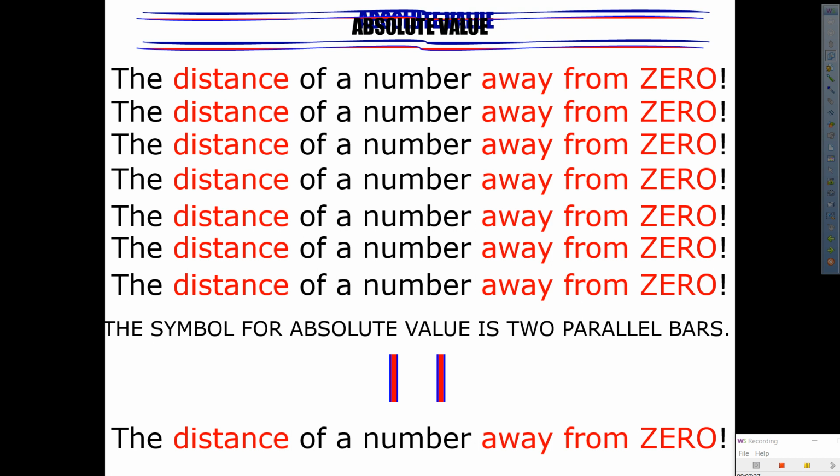Now, check this out. Has anybody asked why we use those bars for the absolute value? No? Here it goes. Here's 0, and here's a number.